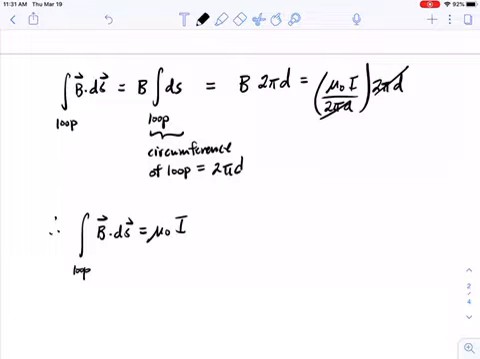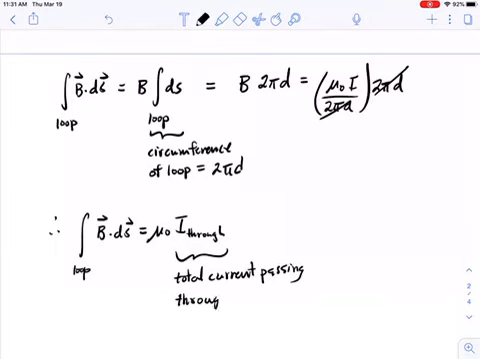And I'm going to put now a subscript on this thing. I'm going to say current through. This is the notation the book uses. What this is going to indicate is this is the total current passing through our loop.